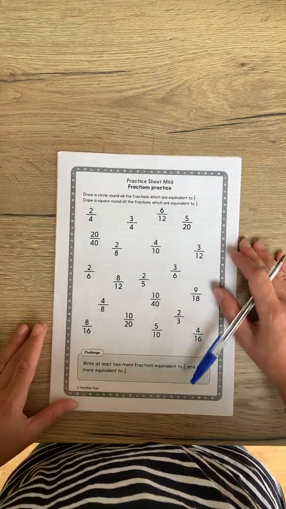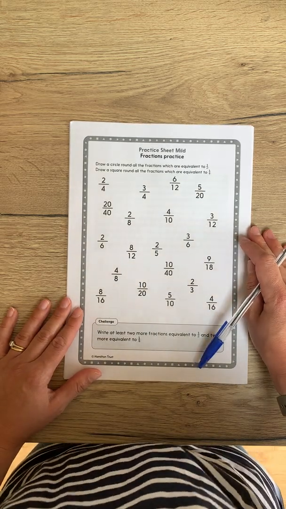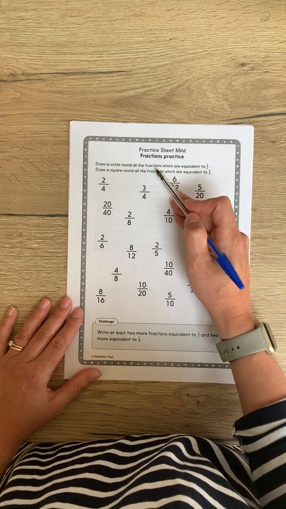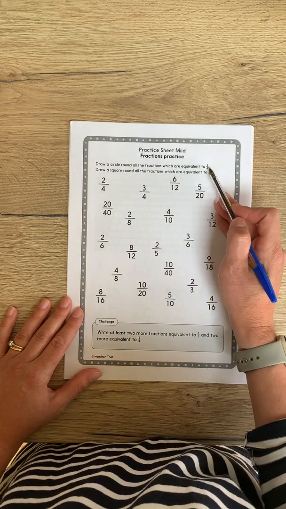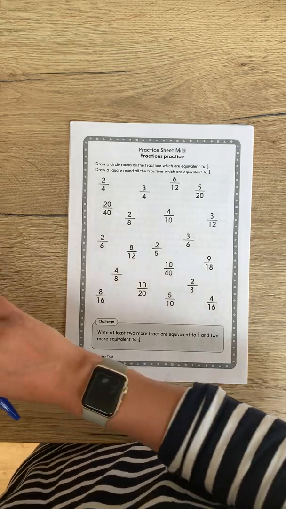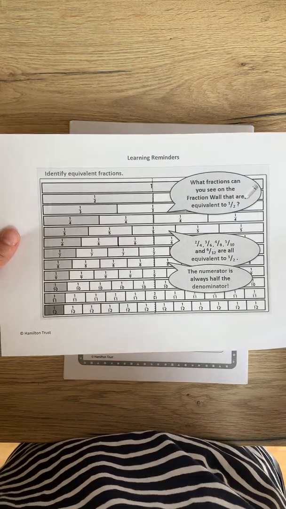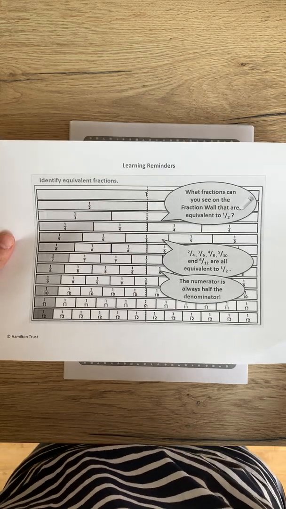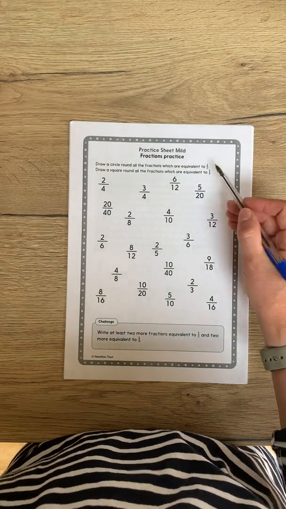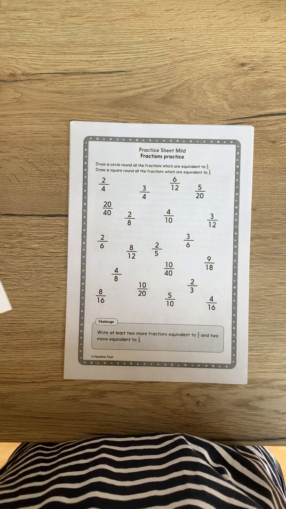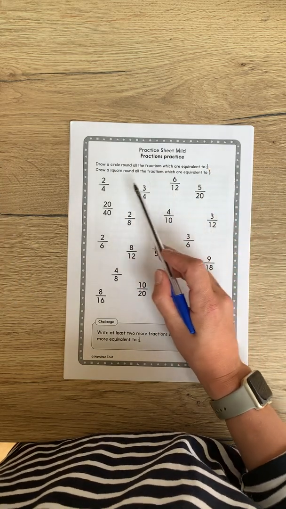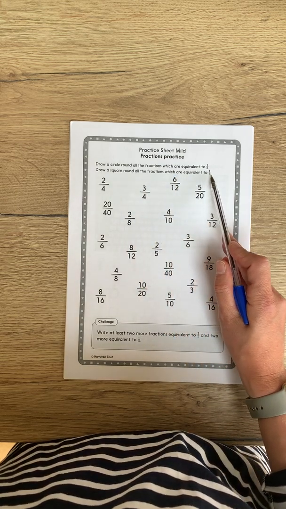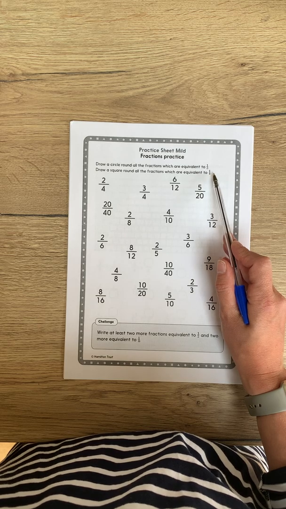The first practice sheet is the mild practice sheet, and it asks you to draw a circle round all the fractions which are equivalent to 1/2. You might want to use your fraction wall here to help you. You don't need to print it out, you can have it available on the screen, and you could just write down your answers in your notebook. The second task is to draw a square round all the fractions that are equivalent to 1/4.